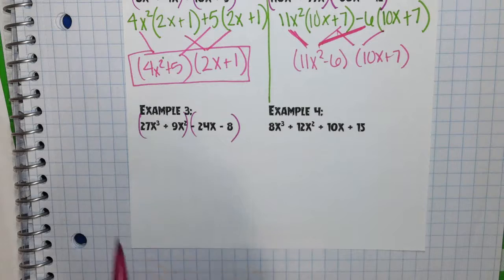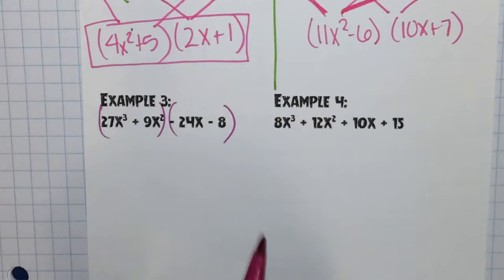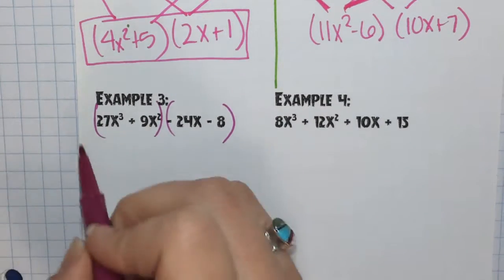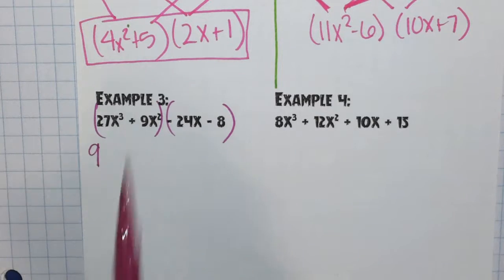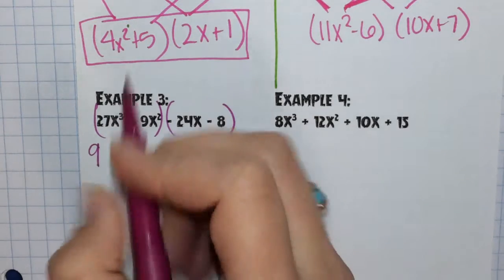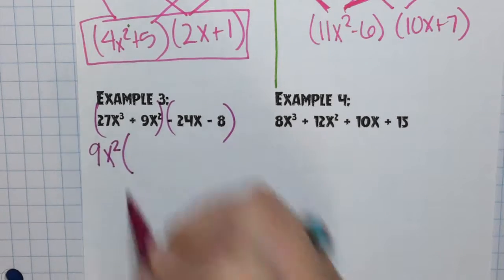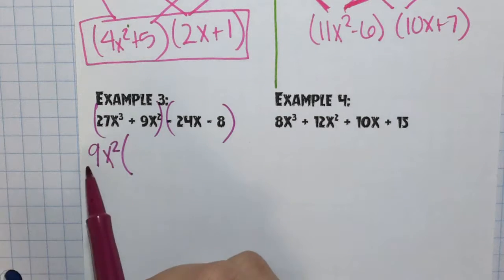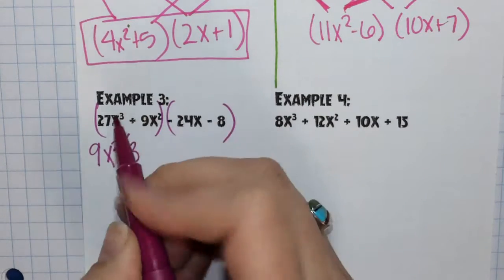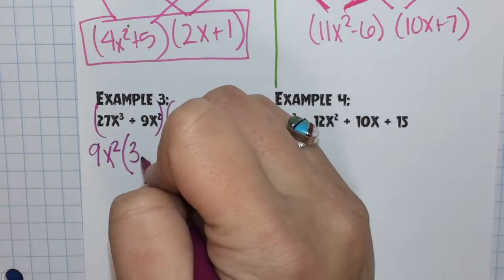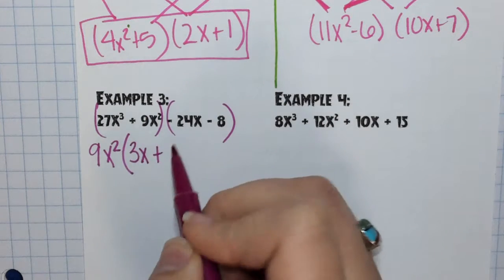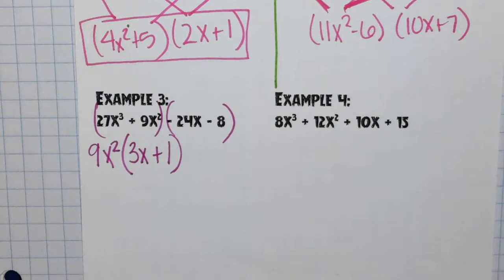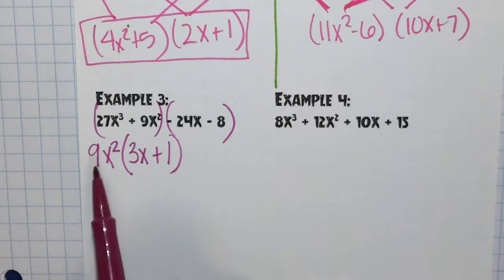Alright, now what is the biggest number that goes into 27 and 9? 9. Okay? And then what's our smallest exponent? 2. Just take a minute and look at it. Alright, now what's 27 divided by 9? 3. And if you have 3 x's and you take out 2, how many are left over? Plus 1. Why is it plus 1, Reggie? Because 2 minus 2. And you have 9x squared divided by 9x squared.